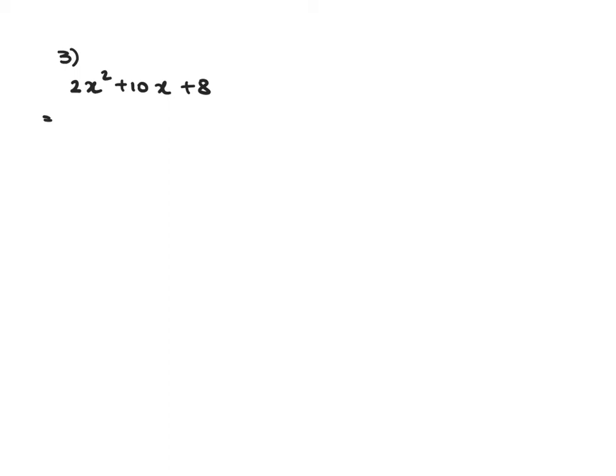Let's go with blue. Going to use 2 and 8. They're both positive, and I'm going to multiply them. So 8 times 2 is 16. Pretty much now we're looking for the factors of 16, all the pairs of numbers that we can multiply to give us 16.